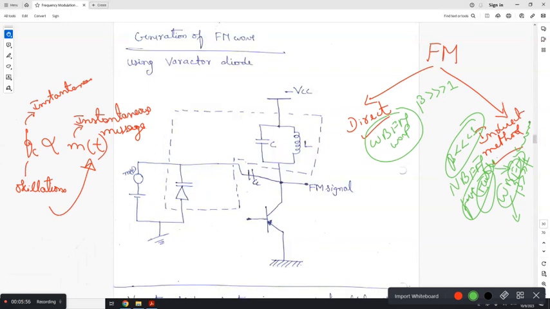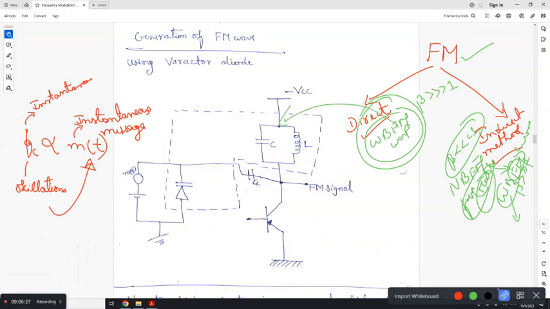So have you understood these two methods? In one method, we directly get a wideband frequency modulated wave. In another method, we start from a narrowband frequency modulated wave, then we use frequency multipliers and get the wideband frequency modulated wave. We are going to study all these things. So these are the ways you generate FM. Let us come to the direct one now.